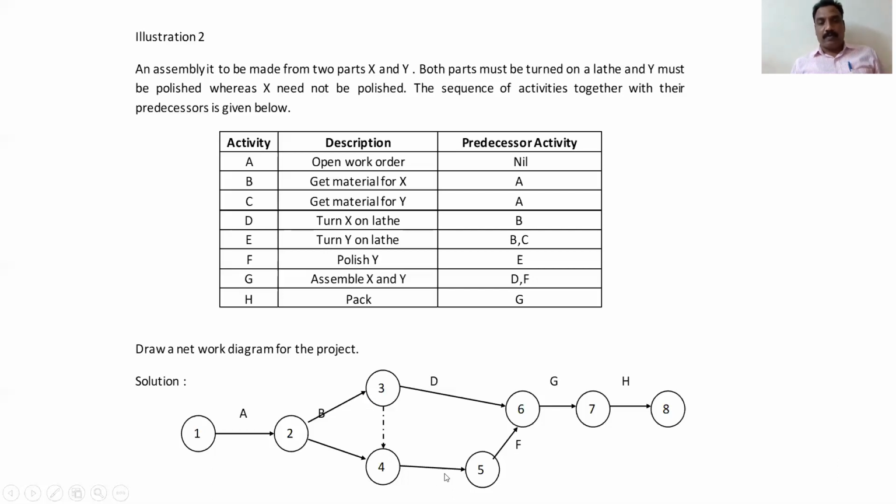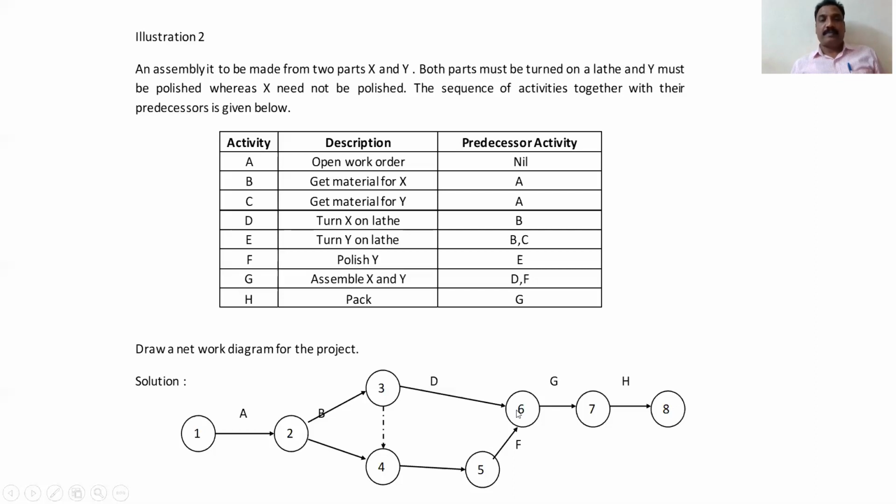So 4 to 5 is the E activity. Sorry, activity E. 4 to 5 is E. E is preceded by B and C, so it is satisfying. This E is preceded by B and C activity. Anyway, the dummy we do not consider, but some link is there. We join these two to get the common link here, so I've used this.